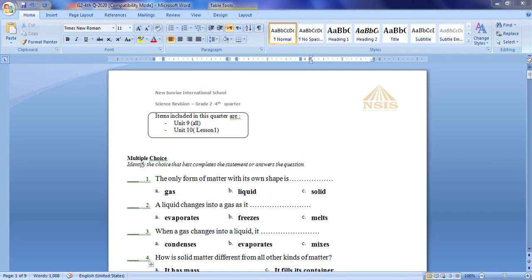Hello grade 2, welcome to our new science session. Today we will start solving the science revision sheet for the fourth quarter. So please, before starting, prepare your sheets. If you are ready, we can start now.